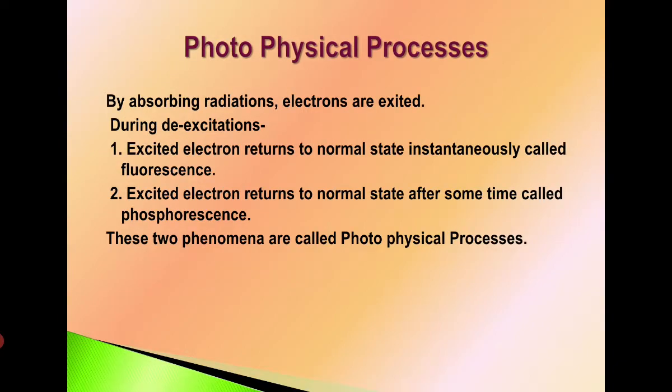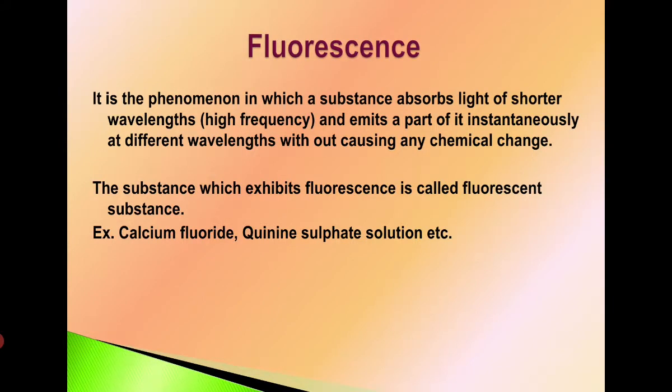By absorbing radiations, electrons are excited. The excited electron that returns to the normal state instantaneously is called fluorescence, or the excited electron that returns to the normal state after some time is called phosphorescence. If the absorbed radiation is emitted immediately and the electron returns to the ground state, it is called fluorescence. If the returning of the excited electron to the ground state takes place after some time, it is called phosphorescence. Let us see what these are in detail.